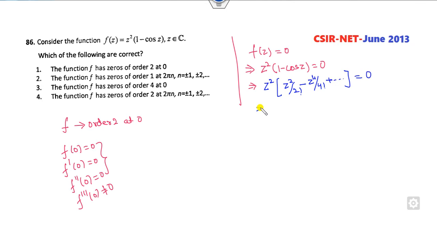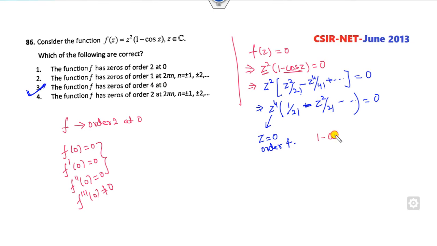If I take z square as common, now you can see 1 over 2 factorial, z square by 2 factorial and so on is non-zero. So clearly z equal to 0 is a zero of order 4. So the third option is the correct option. Now they are talking about 2nπ also. So we again get a zero of order 4.